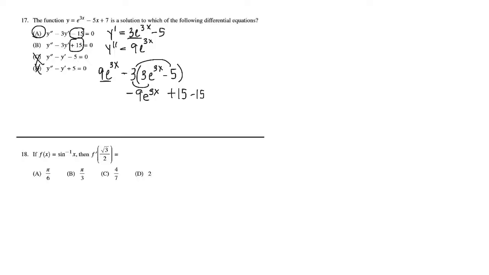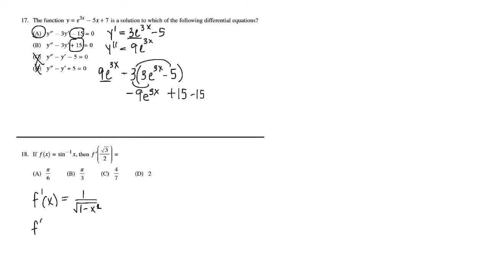For number 18, we have to find the derivative of inverse sine. So f prime of x is going to be equal to, let's see, the derivative of the inverse sine, which is 1 over the square root of 1 minus x squared. I hope I'm remembering that right. We're about to see if I get the wrong answer.